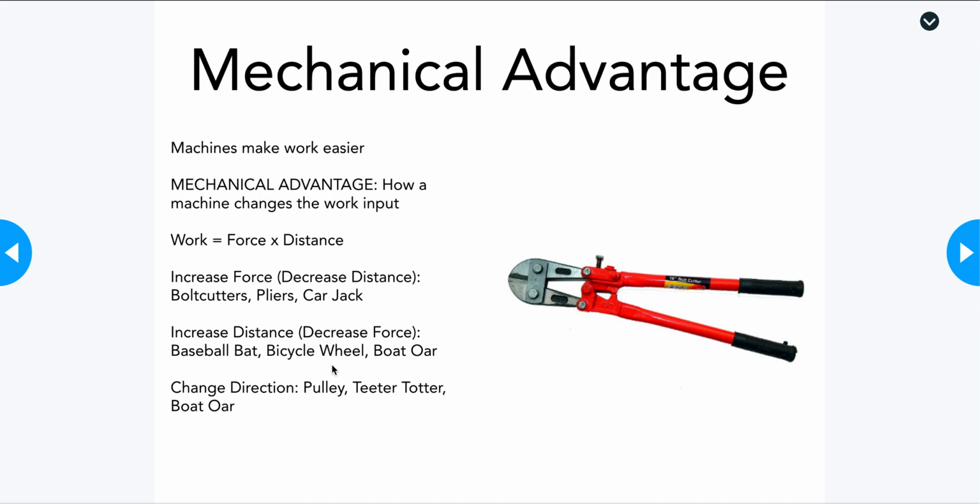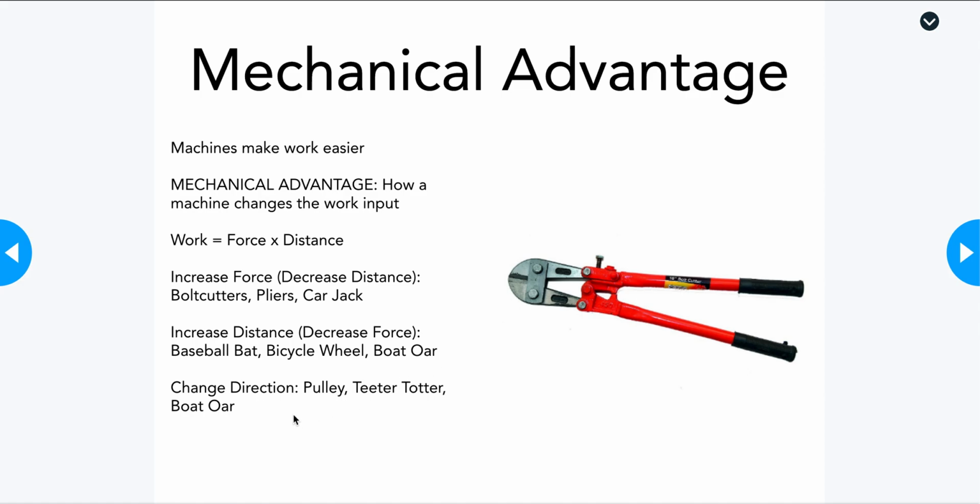A bicycle wheel is an example where you increase distance because you turn the axle. So you turn your pedals, which turns the axle, which is the small part of the wheel and axle. And that axle is turning with a lot of force, but it's turning a small distance. But that little distance that's moving then gets turned into a bigger distance in the wheel. And a boat oar is similar. If you've ever rowed a boat, you pull the oars just a little bit with a lot of force. But if you look at the other side of the oar itself, it's traveling a huge distance. And so it's an increased distance, but with less force.